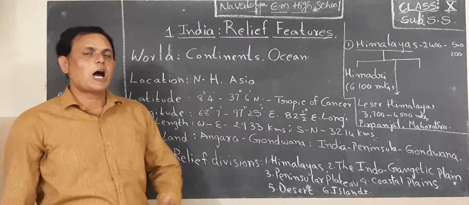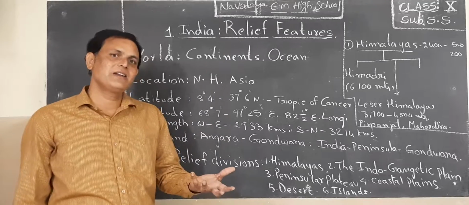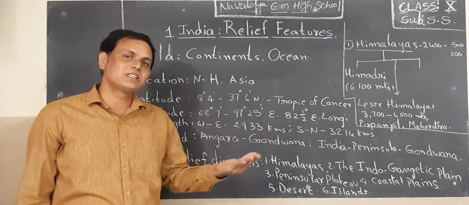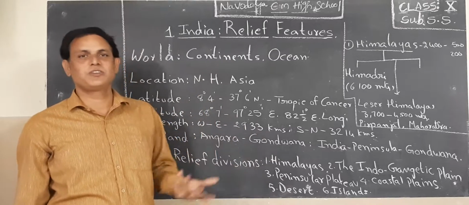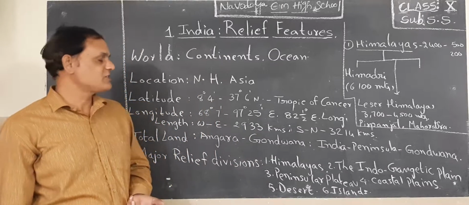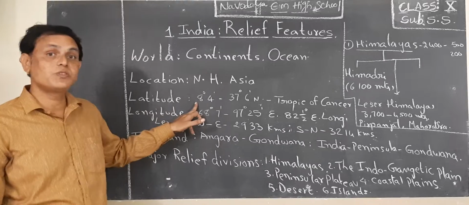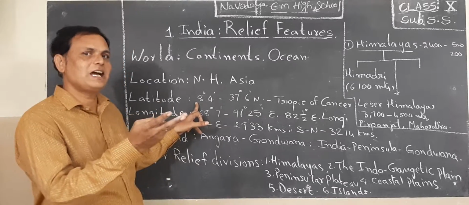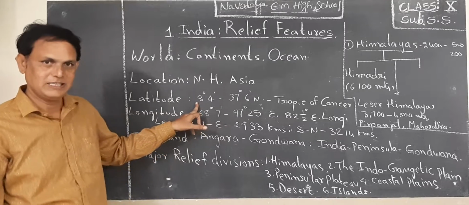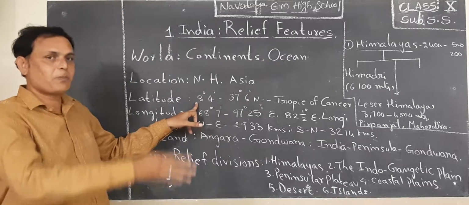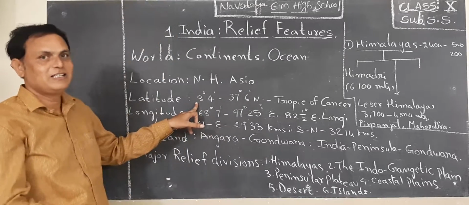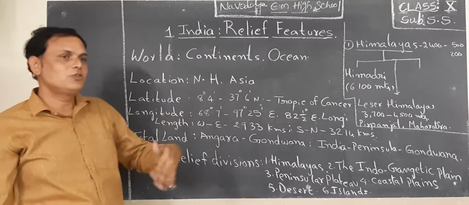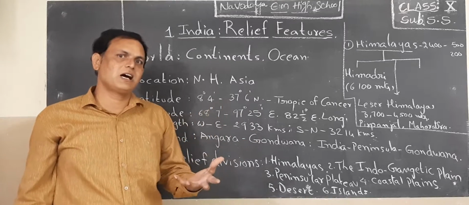We know how many latitudes are there? 180 latitudes are there. How many longitudes are there? 360 longitudes are there. Next one, how many latitudes are passing through our country? Almost 30 latitudes are passing through our country. How many longitudes are passing through our country? 30 longitudes are passing through our country. You studied this already in 9th class.